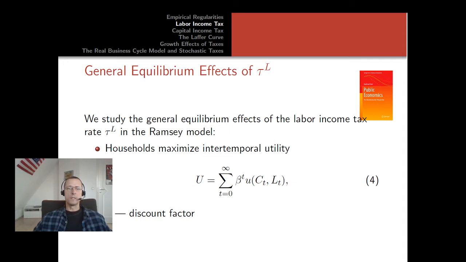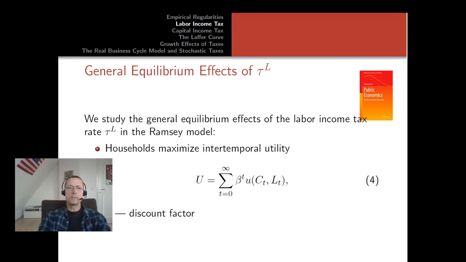Consider the effects of a labor income tax tau_L on labor supply L. If the substitution effect is higher than the income effect, households will reduce their labor supply, and as a consequence, total output and total income will go down. And with lower income, households will also reduce savings. So as a consequence, they will invest less and the capital stock will go down. And therefore, we will have a lower equilibrium wage.